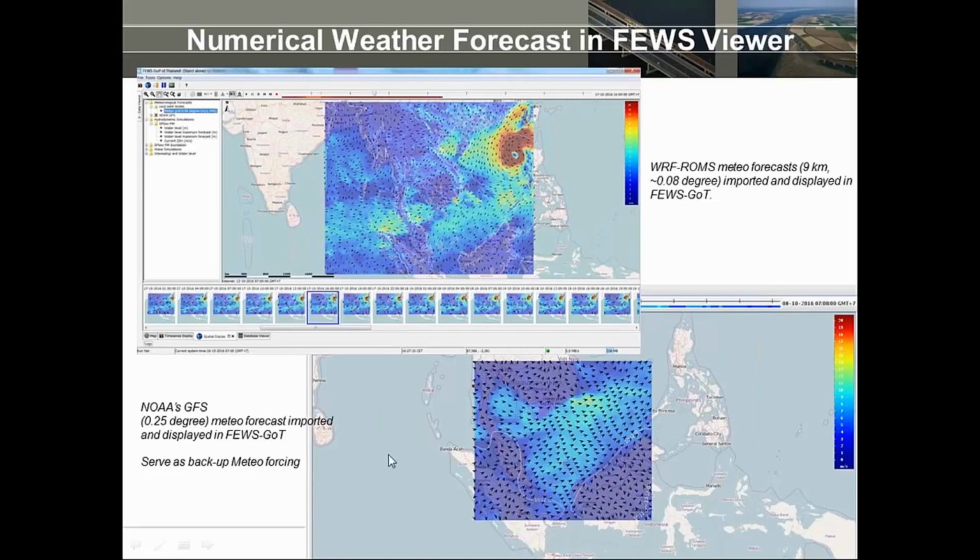On the bottom, there is also the NOAA GFS, the Global Forecast System meteorological forecast, imported daily by Delft-FEWS, at a quarter-degree resolution. As I said before, this NOAA GFS forecast serves as a backup meteorological forcing in case the WRF model is partially unavailable for whatever reason.